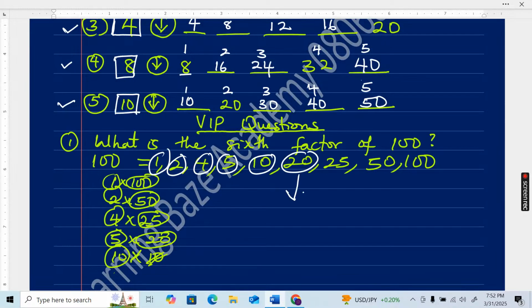So the sixth factor of 100 is 20. I am the VIP of this class. Yes, nobody posted that answer before I mentioned it. So Mrs. Grace is the VIP for this class.